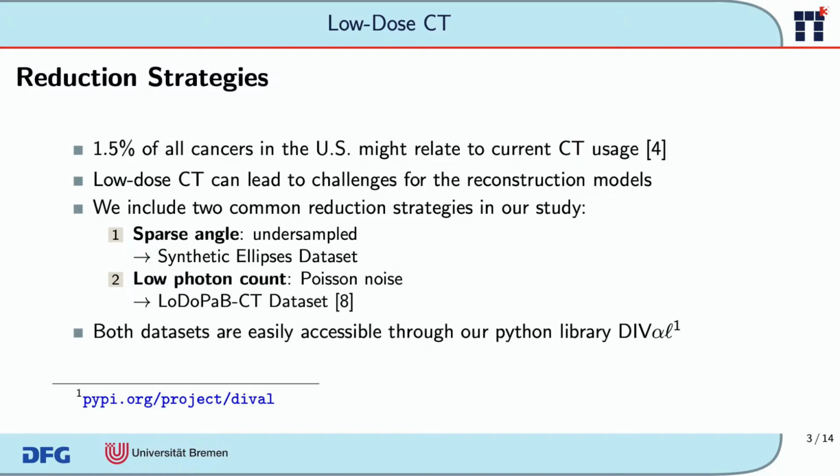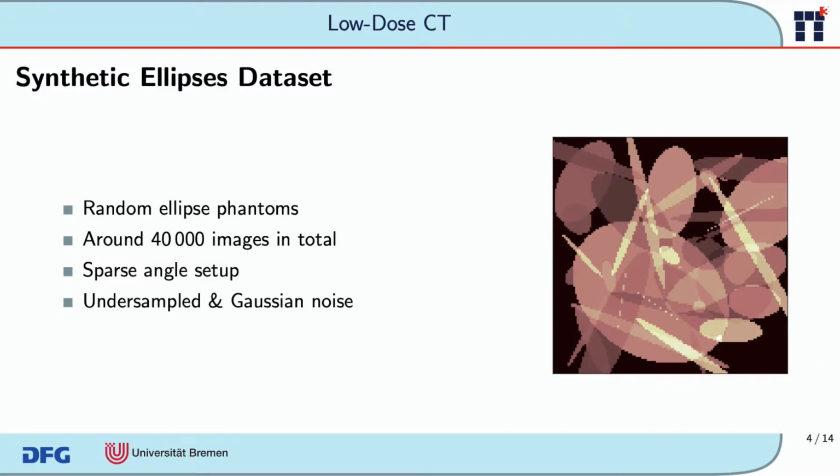In our study, we include 2 common strategies to reduce the dose. One is the sparse angle one, and here we have to deal with undersampling. We cover this in our synthetic ellipse dataset. And the second is the low photon count. Here Poisson noise occurs, and we cover this in our LoDoPaB-CT dataset. You can access both datasets directly through our Python library, Deep Learning CT Benchmark. We'll now take a closer look at the datasets.